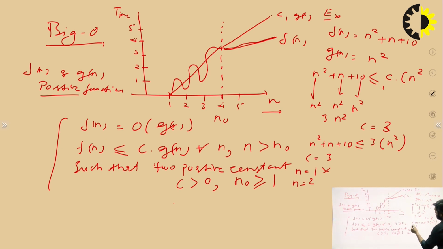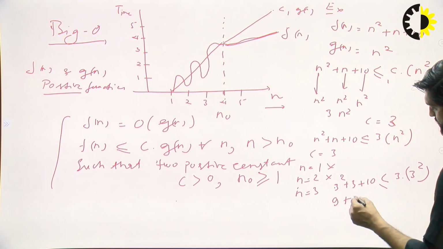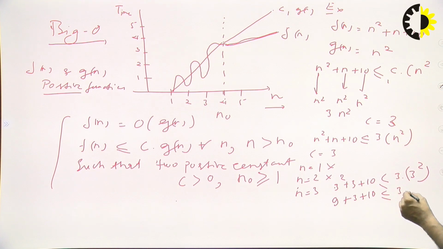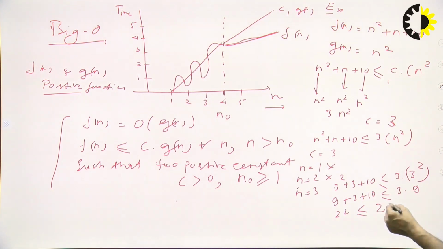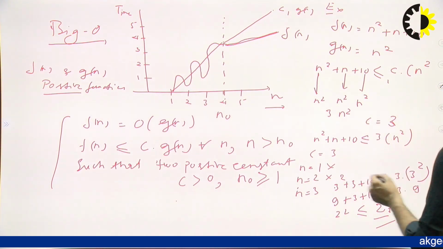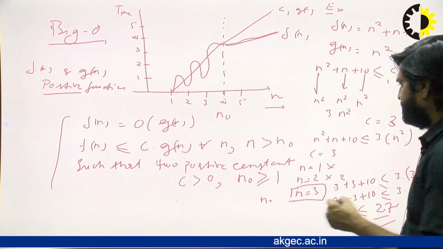n equal to 2, we check it: 4 plus 2 plus 10 is 16, it does not satisfy the equation. Next we take n equal to 3. 3 square plus 3 plus 10 is less than or equal to 3 into 3 square: 9 plus 3 plus 10, that is 22, is less than or equal to 27. 27 is greater than this function. So n naught will start from n equal to 3.